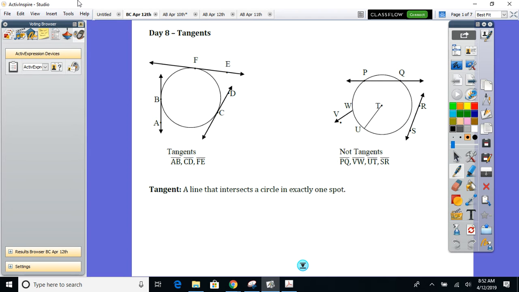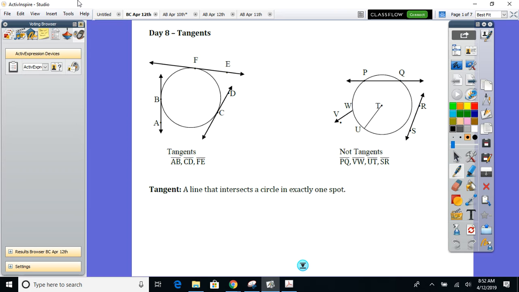All right, new terminology right off the bat. Tangent line in a circle. The only time we've heard the word tangent would be for SOHCAHTOA, opposite over adjacent. This is much different. What is a tangent in a circle? It's a line that intersects the circle in one spot only.